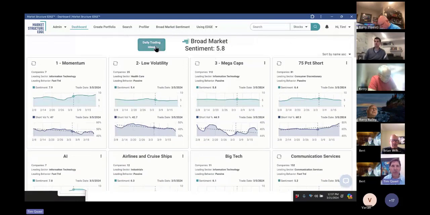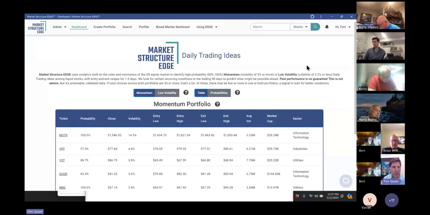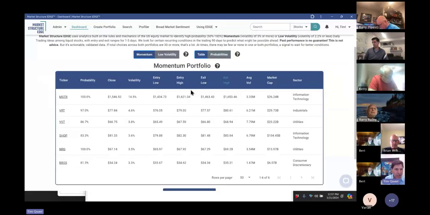So I want to show you how to use these daily trading ideas. And I'm going to start this way. Energy is in here, 100% probability. I bought it March 19. It was in this portfolio, and it will show you the preceding closing price and the volatility and an entry range that is basically down half the volatility. That is, if it moves intraday high and low 3.5%, then what we're calculating here is basically 1.7% from here. So that's around 65.97.